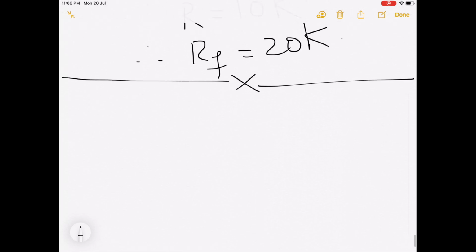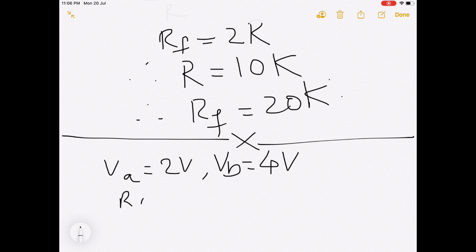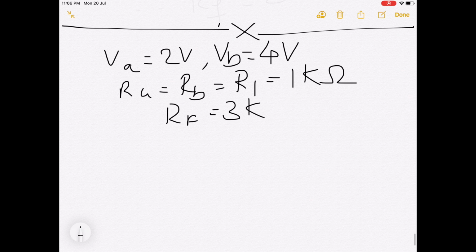So again, one example we'll see, and then we'll end this point. Here suppose your VA input is 2 volts, VB is 4 volts, then RA equal to RB equal to R1 is equal to 1K, RF equal to 3K. All these values are given in the circuit diagram. Which circuit diagram is it?